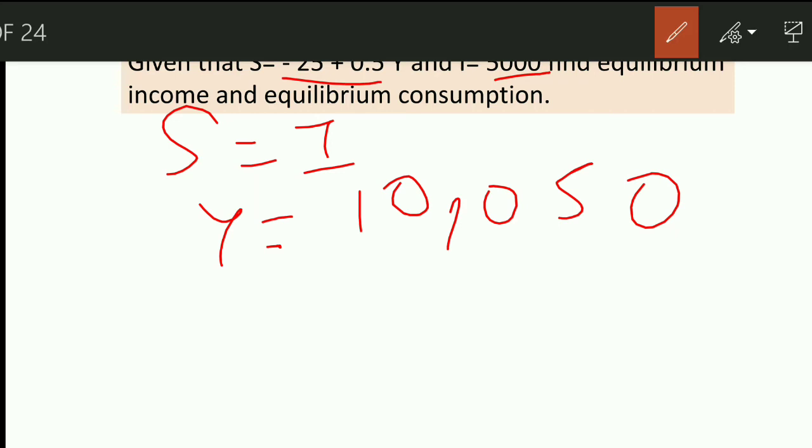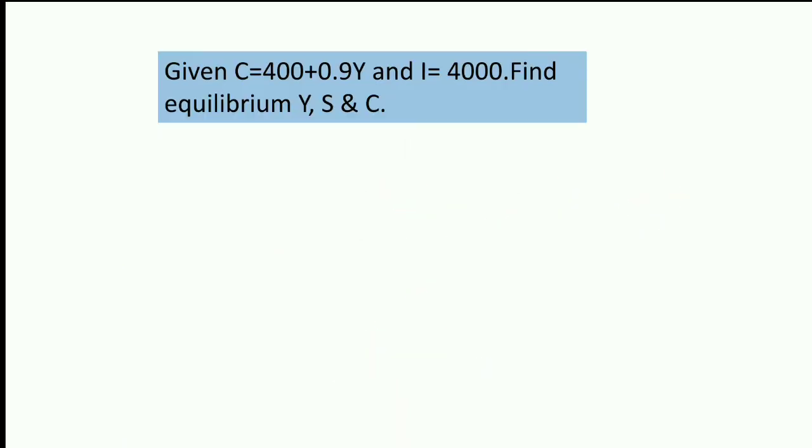So what I did in this question, first of all I put saving equal to investment. Then finally I got the value of income, and the value of income that I got was 10,050. After that, I found consumption by using this equation, that income is equal to investment plus consumption. And how this is possible, I told you that at the point of equilibrium, aggregate demand is equal to aggregate supply, and aggregate supply is equal to income. So income is also equal to the components of aggregate demand. All right. Now moving on to the next question.